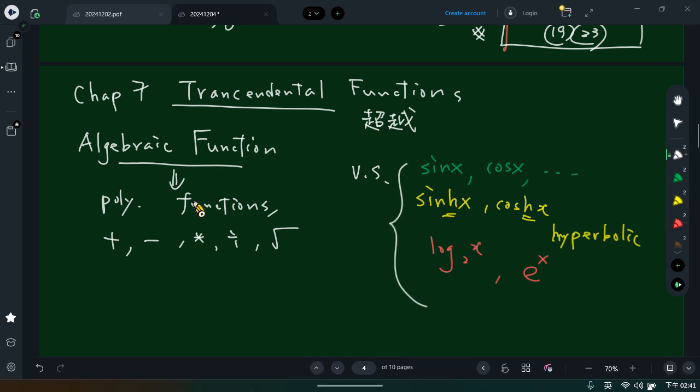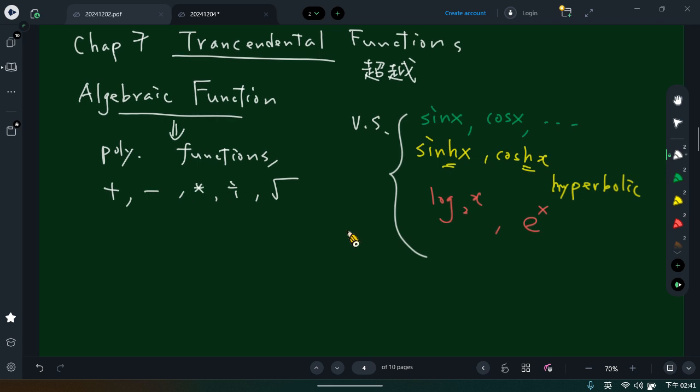So compared to polynomial functions, for example, we already learned a lot, like this one or like this one, right? Through polynomial functions, we can get the algebraic functions. But this time we will focus more on transcendental functions.